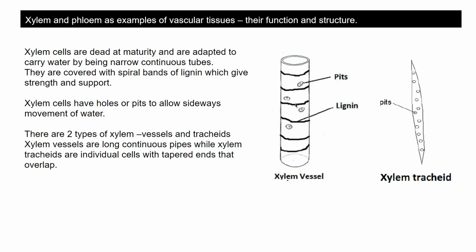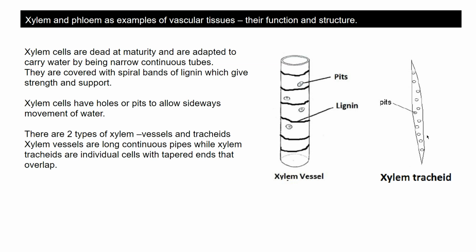They also have holes. These holes allow the lateral or the sideways movement of water. These holes are called pits. So this is from a Leaving Cert exam. Okay, how do you recognize it as being xylem? Number one, it has pits, and number two, it has lignin, spiral bands of lignin. Okay, this particular xylem vessel would form a long continuous tube, so one cell stacked on top of another cell and so on, forming a long empty tube.